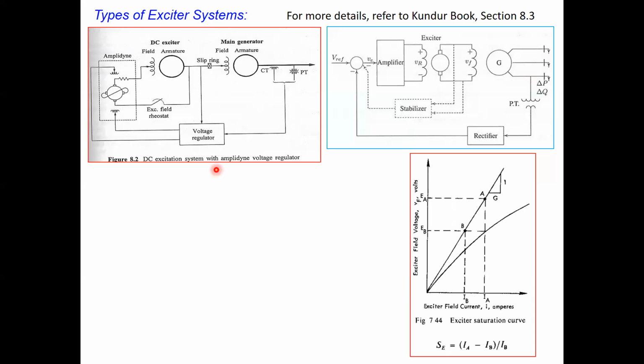Now, it is important that if you refer to this characteristic, on the x-axis you have the field current. That means what is the excitation level, or if I talk about the generator terminal voltage, what is the excitation here? What is the amount of field current here?